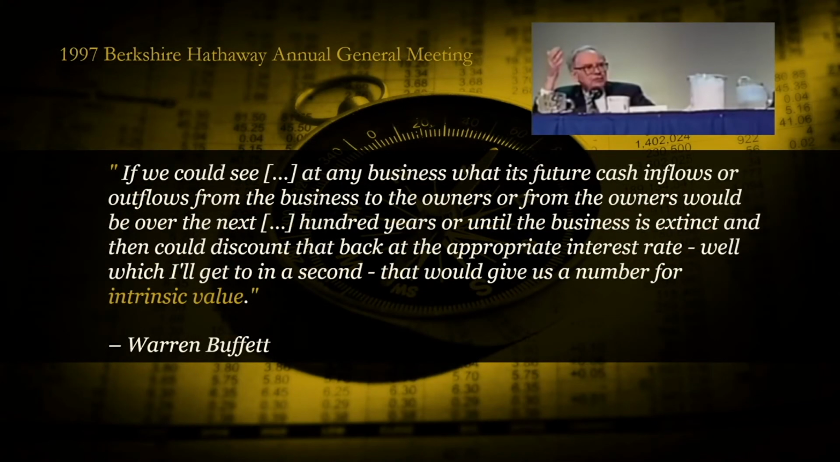Okay, so with that said, let's have a look at what the famous Warren Buffett is telling us about the discounted cash flow model. He's saying, if we could see at any business what its future cash inflows or outflows from the business to the owners or from the owners would be over the next 100 years or until the business is extinct, and then could discount that back at the appropriate interest rate, well, which I will get to in a second, that will give us a number for our intrinsic value of the share. As you can see, Buffett talks about discounted cash flow, and that is the key in the discounted cash flow model.